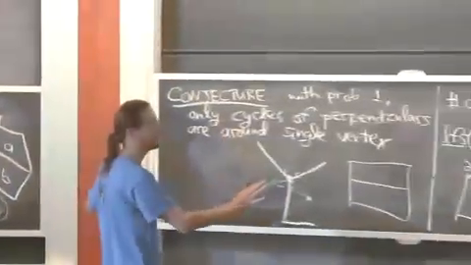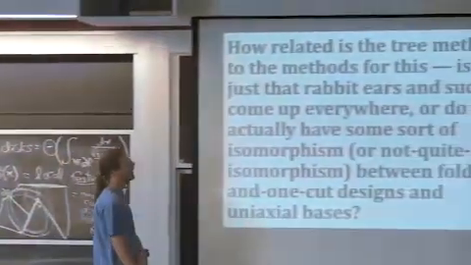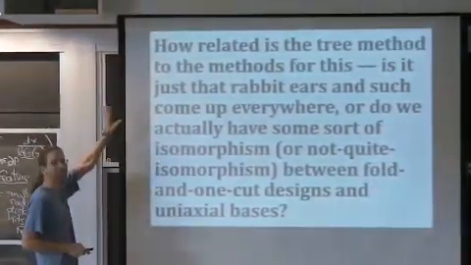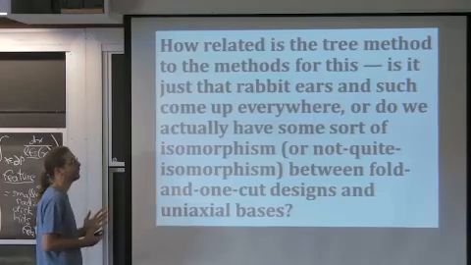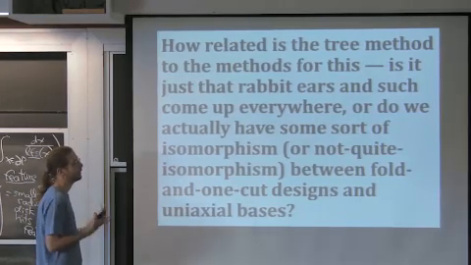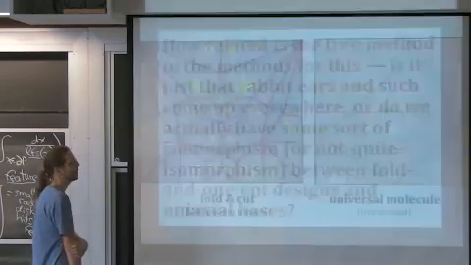Okay, that was number of disks. Next question is, how does all of this relate to the tree method? This is kind of a neat question. Both methods, the skeleton method and the disk packing method, relate to the tree method in different ways. So I thought I would talk about that.